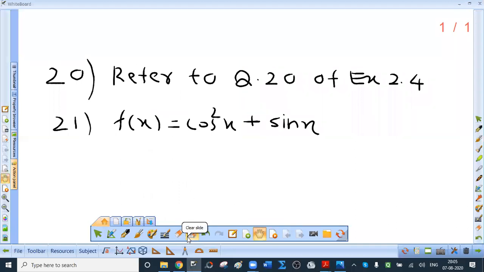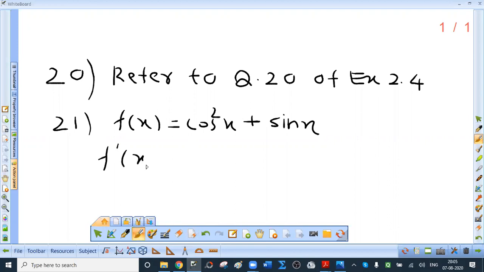Now the last sum, that is the 21st sum: find the maximum and minimum values of the function f of x equal to cos square x plus sin square x. So start solving. f of x is given.